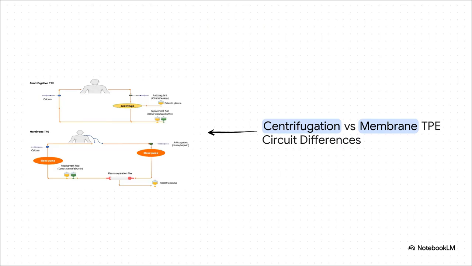If you look at the distinct circuit pathways shown here, you can see why this matters. Because membrane TPE demands those higher blood flow rates, it can so easily provoke hemodynamic instability in a patient whose microcirculation is already hanging by a thread. Centrifugal TPE, because it operates at lower flow rates and has less inflammatory activation, is repeatedly shown in the data to be the safest path for these hemodynamically fragile liver failure patients.